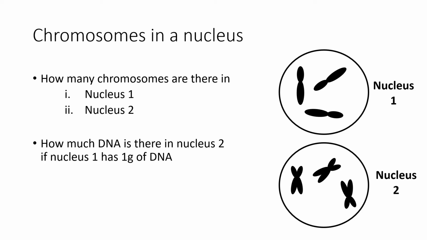Well, in nucleus 1 we have 3 chromosomes. In nucleus 2 we also have 3 chromosomes. The difference, of course, is that if nucleus 1 has 1 gram of DNA, then nucleus 2 would have twice as much, which would be 2 grams of DNA.